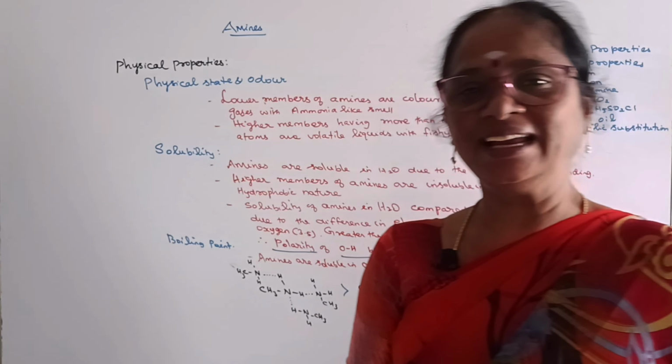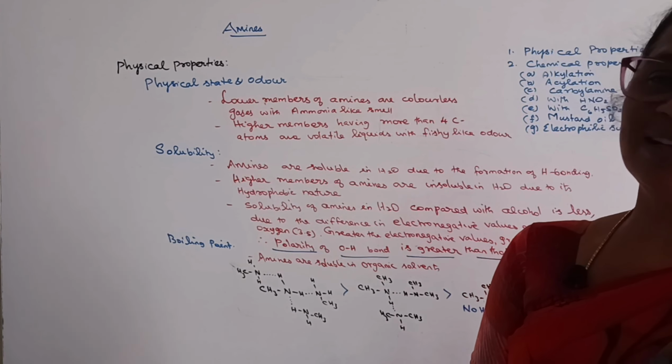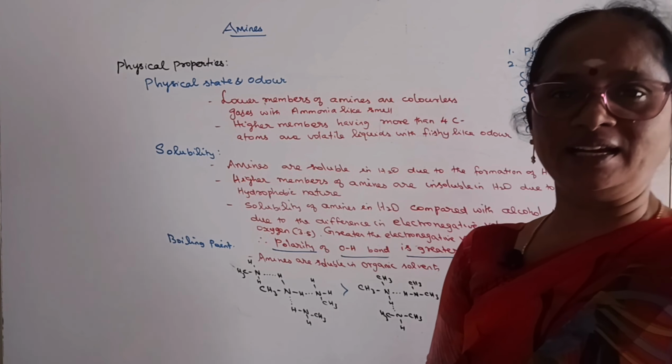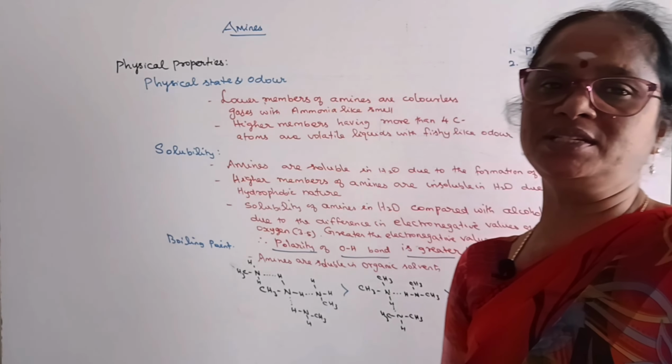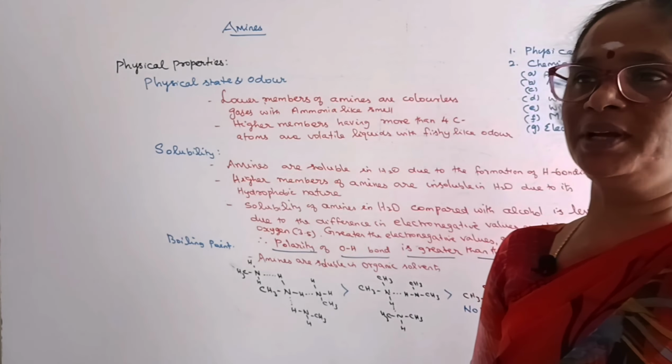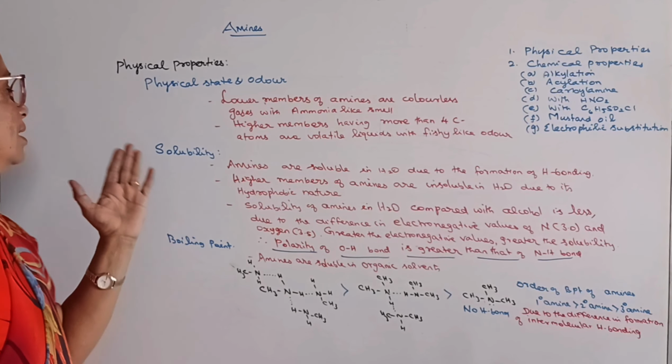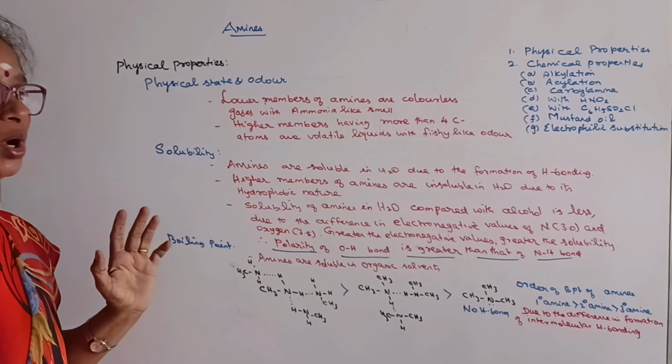Hello students, let us start our today's session from the chapter Organic Compounds Containing Nitrogen, also called the Amines chapter. In amines we are going to discuss the physical and chemical properties of amines. Let us discuss the physical properties first. The physical properties deal with the physical state and odor, solubility, as well as boiling point.